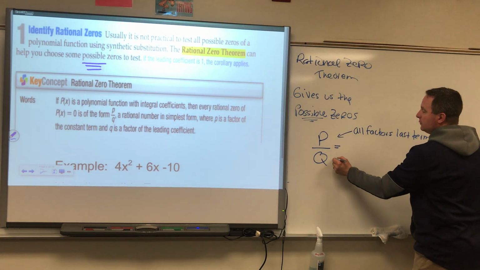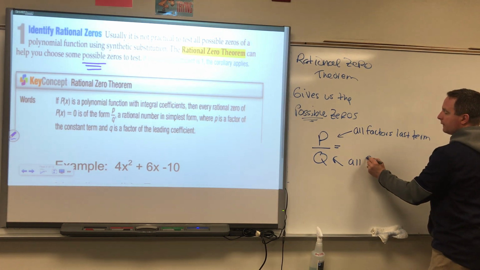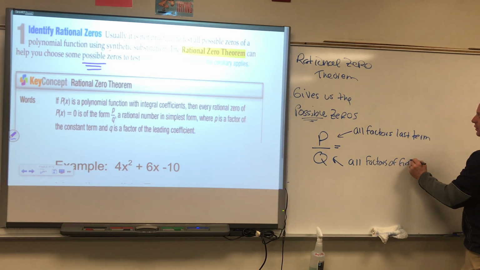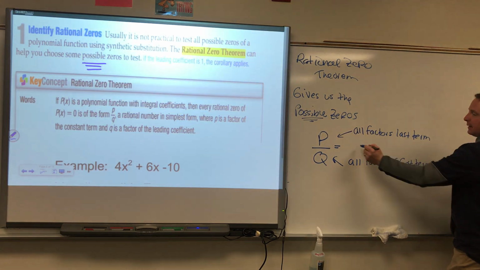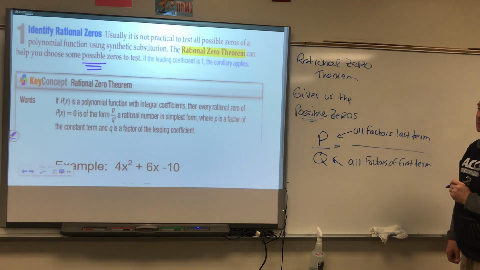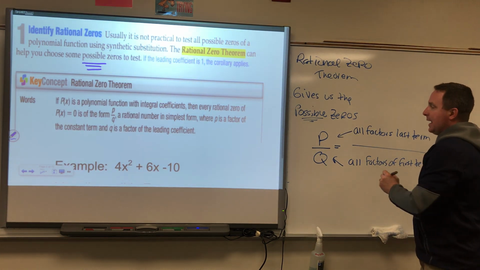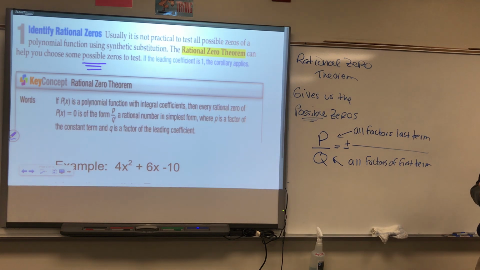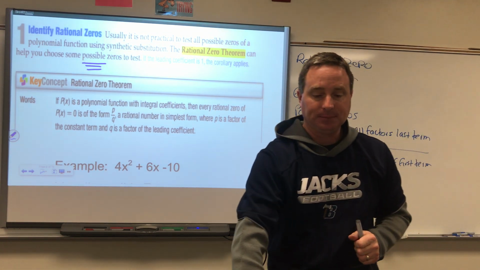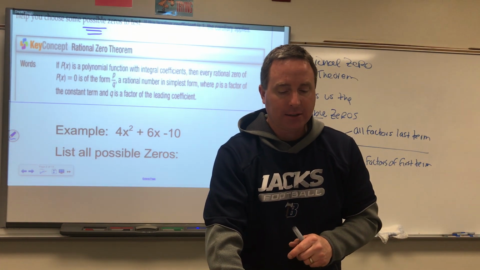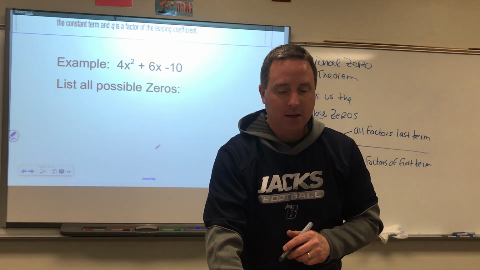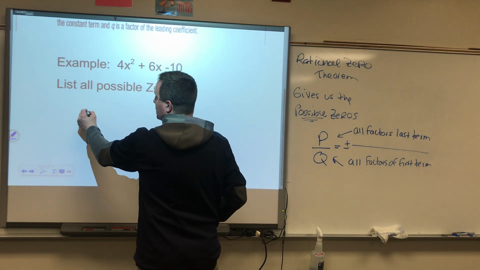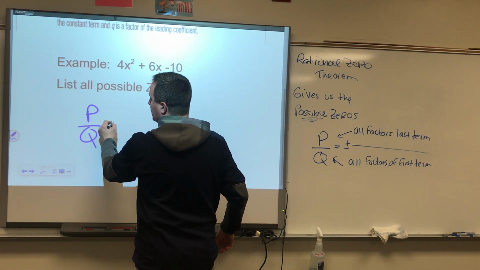And then Q is all factors of the first term. Okay? And they create a fraction. Okay? And it's all the positives and all the negatives. You know, it might seem a little weird here, but I have a little example. And if I wanted to list all the possible zeros of this function right here, when asked to write all the possible ones, we're going to write it in the form of P over Q.